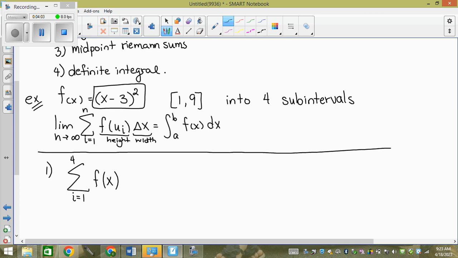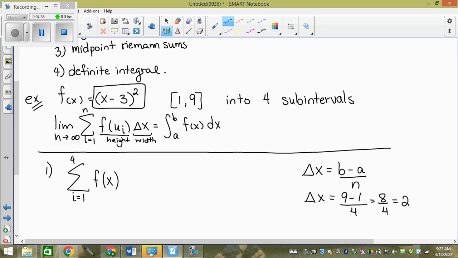And then change in x. Change in x is the width change. So change in x is just b minus a divided by n. Well, what is that? Change in x is my largest minus my smallest. So what's my largest x I go to? 9. And I'm going to subtract 1. And then how many rectangles am I cutting it into? 4. So it's just 8 divided by 4, which is 2.